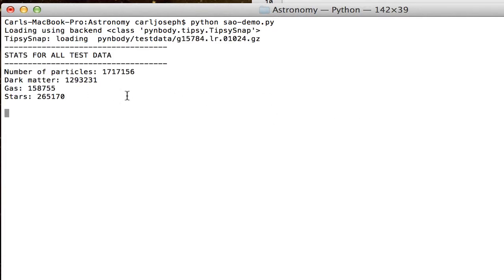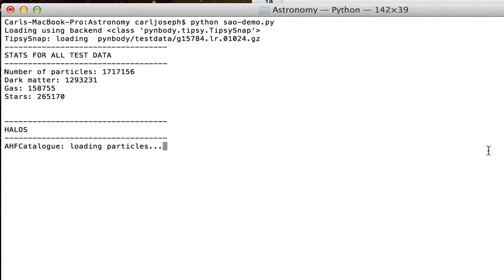So the first thing we can do is get some general stats about the data in the simulation. So we can see that this one here has used 1.7 million particles. Most of those, just over 1 million, are dark matter, and we've got a small number of gas and stars in that as well.